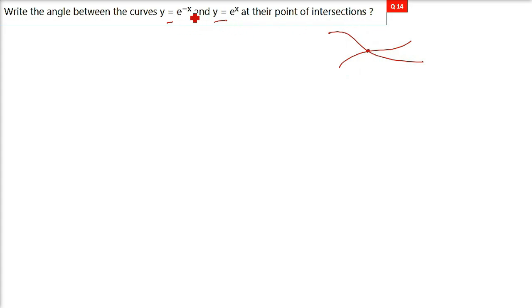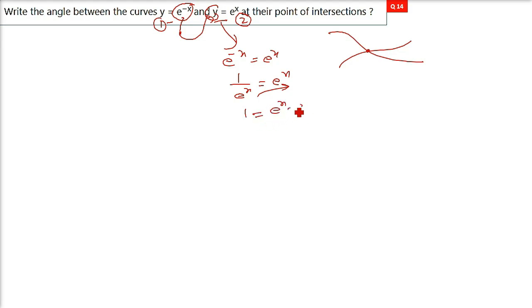Let us solve it. y is e raised minus x, y is e raised x. So I am just taking y equals e raised minus x from the first equation and putting it in the second equation. e raised minus x will be equal to e raised x. You can write it as e raised x because e raised minus x is 1 by e raised x. This goes on the right, e raised 2x it will be, because the powers are added if the base is the same. Anything raised to 0 will always be 1. That has to be understood. So e raised 2x is 1.